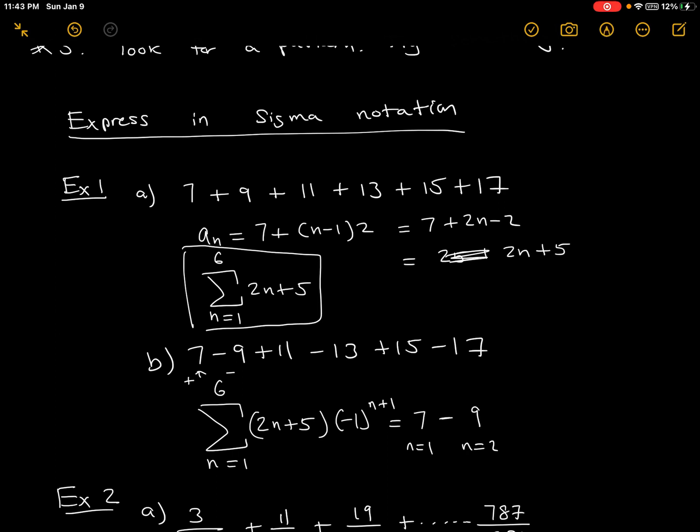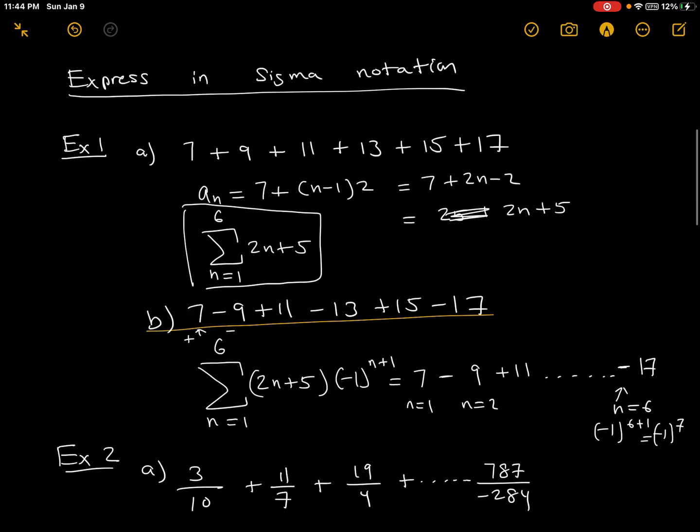And so forth. The nice thing is you could always check your rule, and you should figure out for the very last one, n is 6, right? We should have a negative value, and we do, because -1 to the 6 plus 1 is -1 to the 7th, which will make this a -17, okay? So the trick right here is to include the -1 to the n plus 1 if the signs alternate.